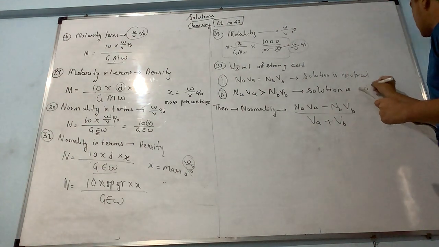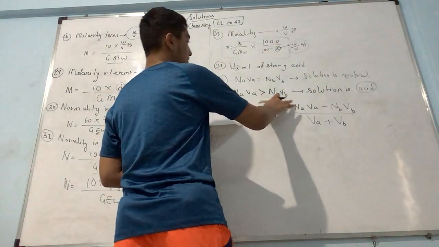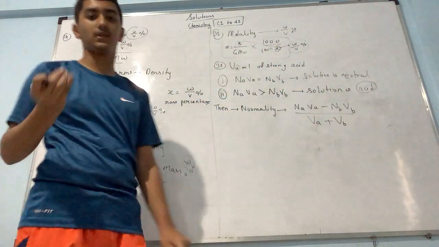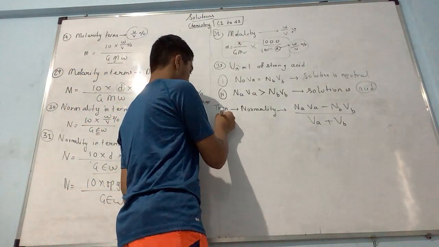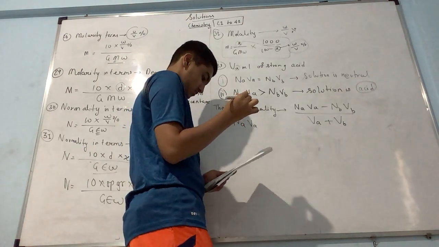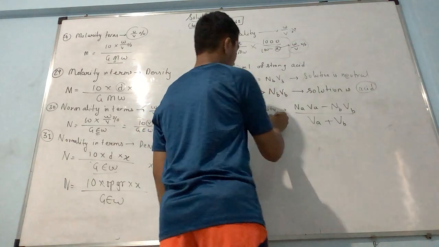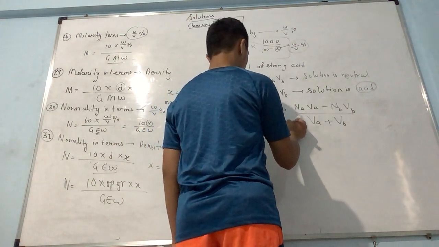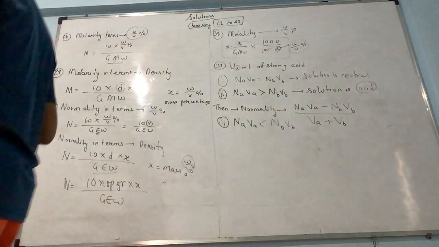I got this. See, when the solution is acid, then we use this formula. And in the third point, what does it say? When NaVA is less than NBVB.